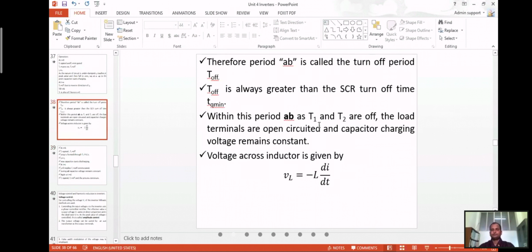So T off is always greater than the SCR turn off time. It means that the circuit turn off time T off is always greater than the device turn off time; the component turn off time should be less than the circuit turn off time. In this case T off is always greater than the SCR turn off time, TQ, the minimum turn off time.